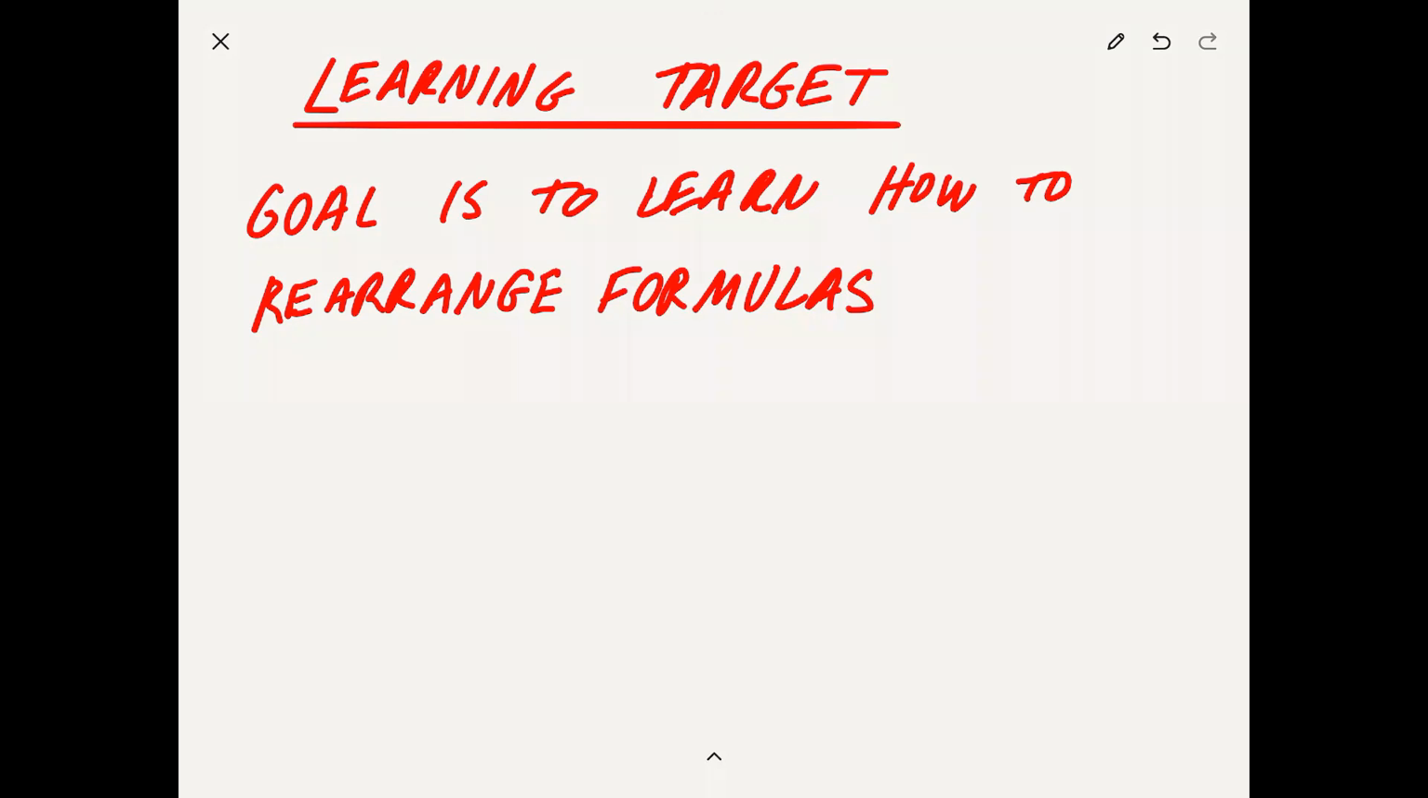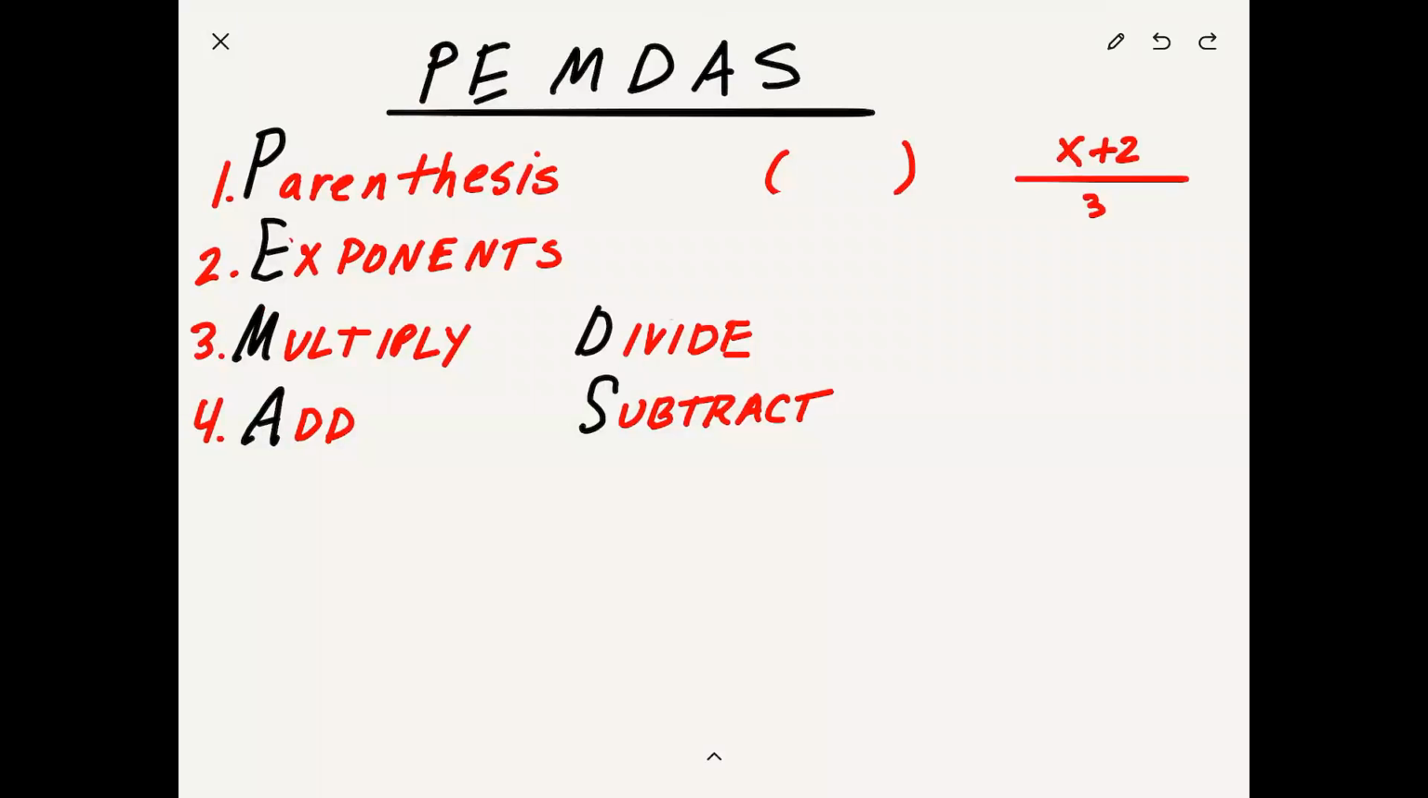All right, first thing, in order to rearrange formulas, you got to know PEMDAS. You got to know that parentheses is first, exponents is second, multiplication and division are on the same level, they're third, addition and subtraction are on the same level and they're fourth.